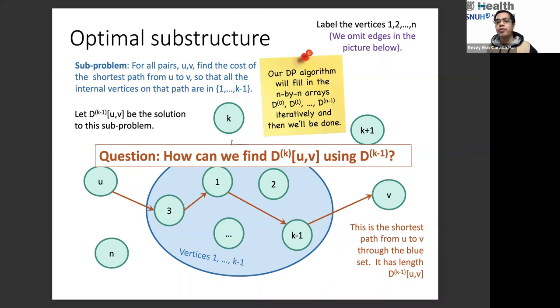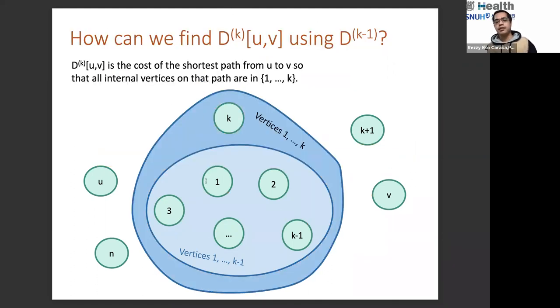So the question is, how can we find d^k(U,V) using d^(k-1)? Later we can get many ideas for how to find that. One of them: d^k(U,V) is the cost of the shortest path from U to V such that the internal vertices on the path are in 1 until k, because it's our path. So this is our vertices 1 until k, and our start point U to V. We can maybe use U, 3, 1, 2, k minus 1, or to V, or we can pass another edge or another location to get to V. Sometimes we get many combinations, and you can compare them one by one to get the shortest value from U to V.